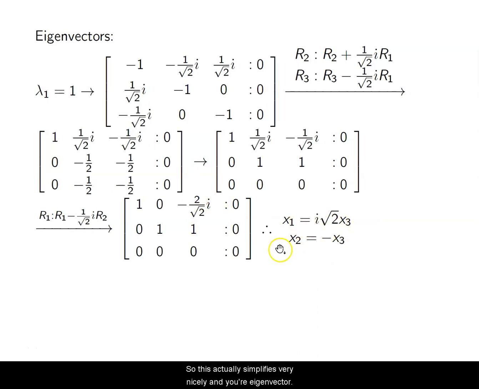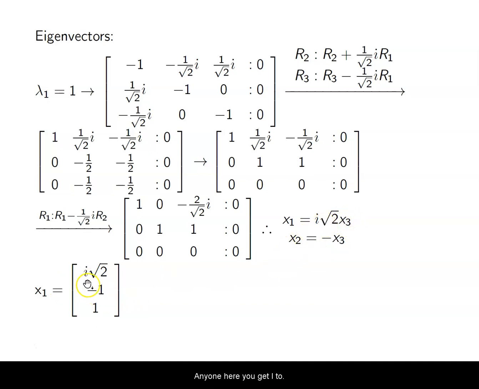So this actually simplifies very nicely, and your eigenvector is 1, negative 1, i root 2. So x3 is 1, makes x2 negative 1. Plug in 1 here, you get i root 2, and that is your eigenvector.